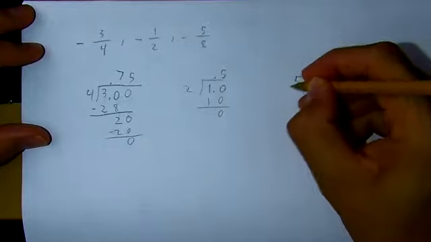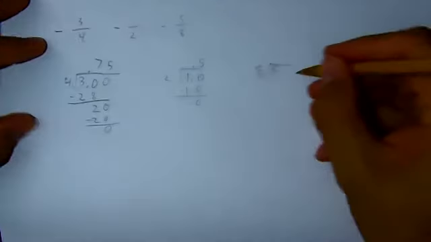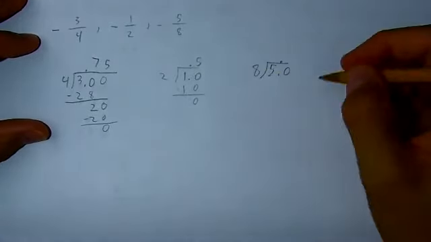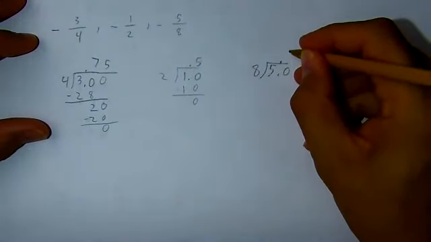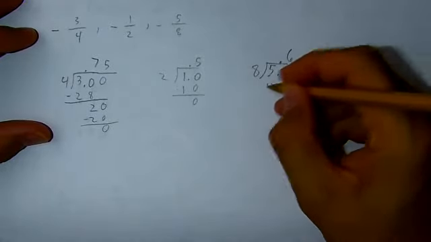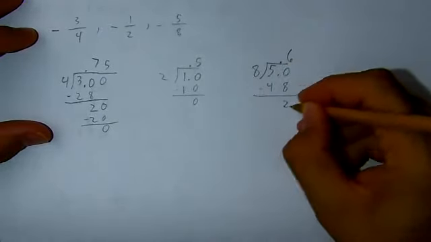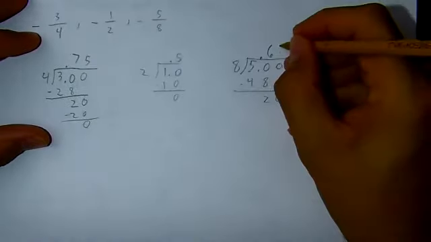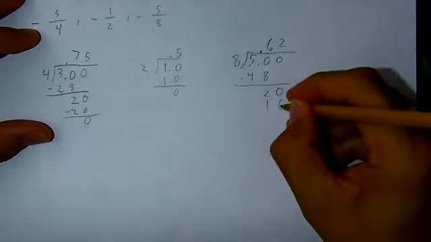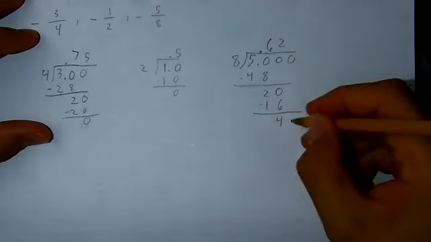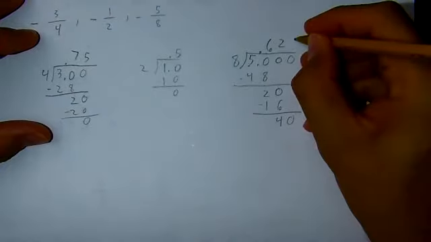5/8. Add your decimal and your 0. 8 goes into 50 6 times, which is 48. It goes into 20 twice. If you want to go a third place, it goes in 5 times.